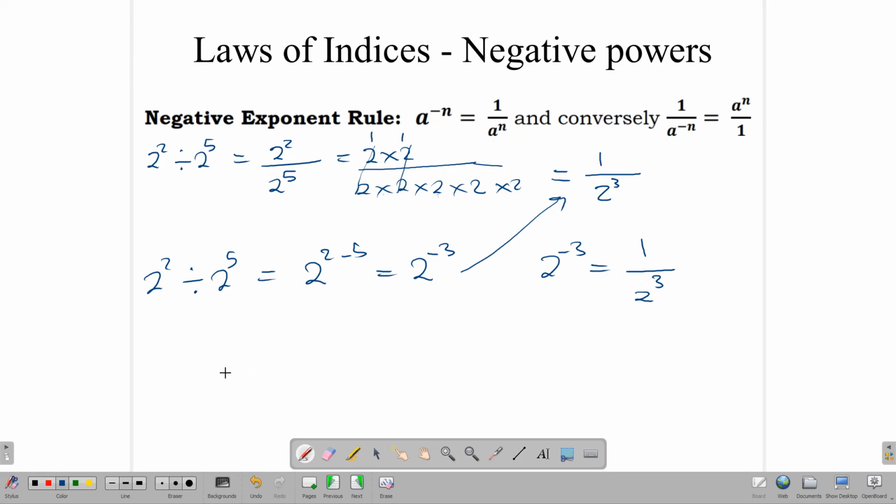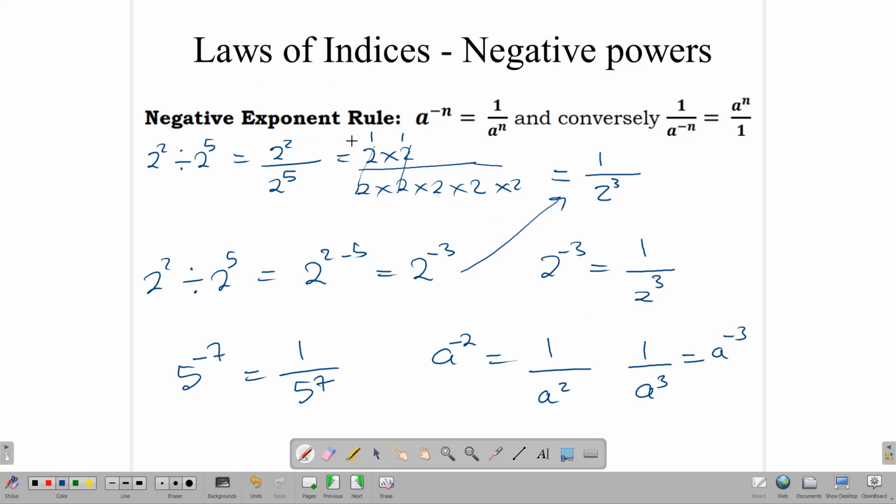So conversely, if we have 5 to the minus 7, we can always write it as 1 over 5 to the 7. And if we have a to the minus 2, we can always write it as 1 over a squared. And if for argument's sake you want to write it the other way, so you have 1 over a to the third, you can always write it as a to the minus 3. So this is what the idea of a negative power means. A negative power does not mean a negative number. It simply means that you can write that number in rational form.